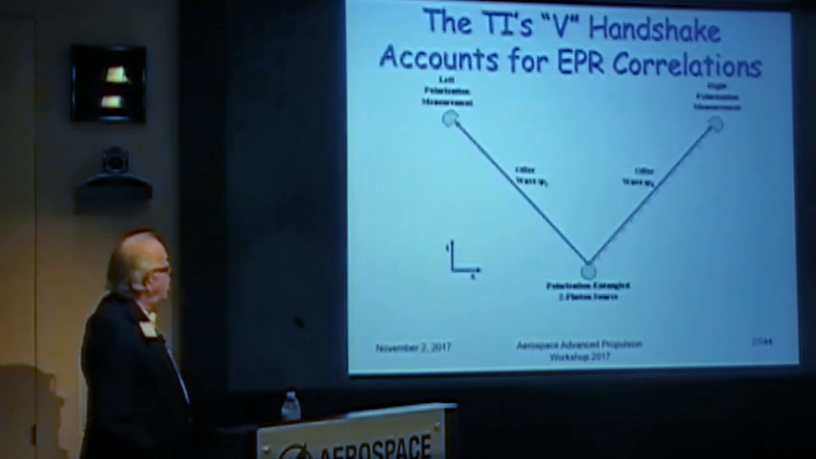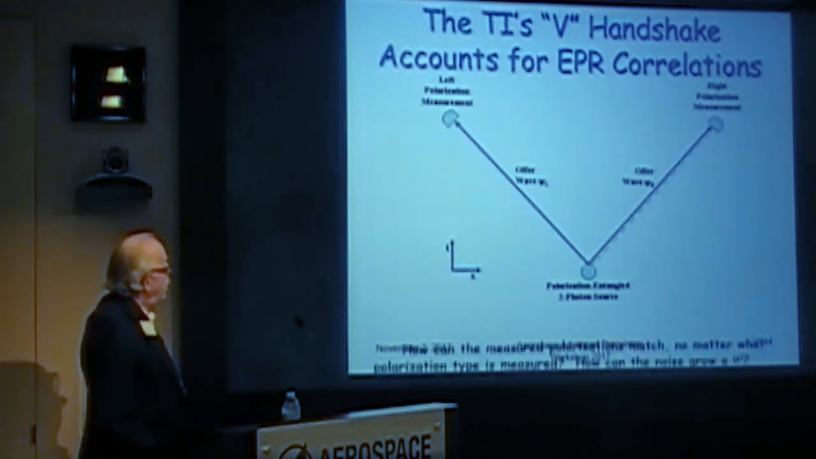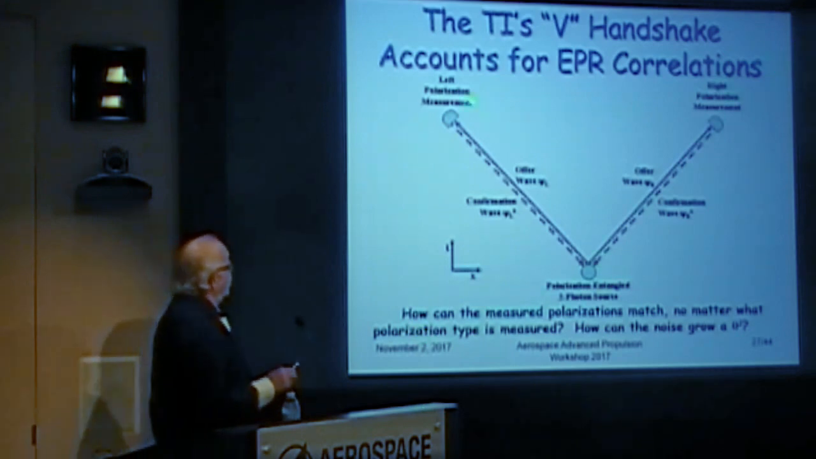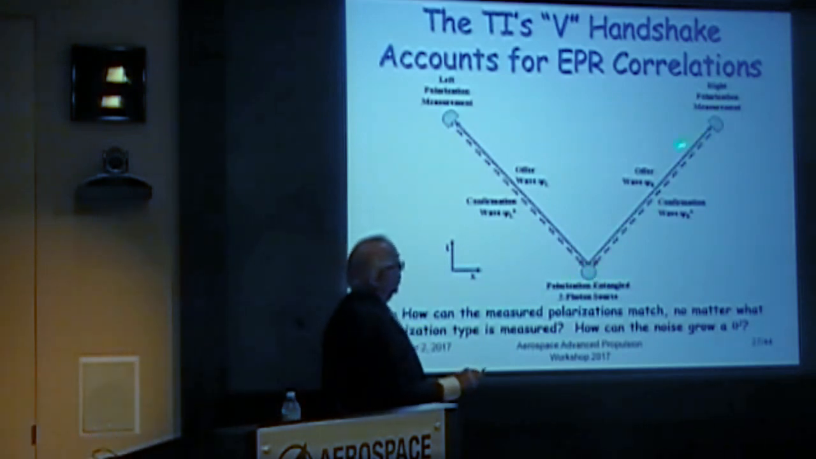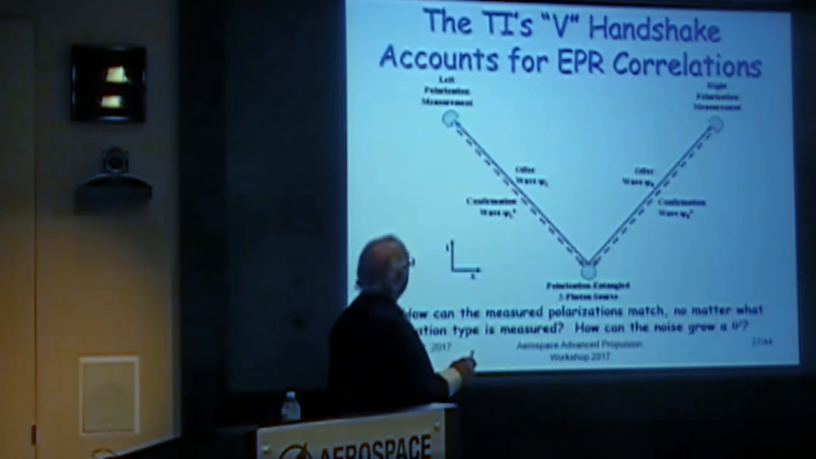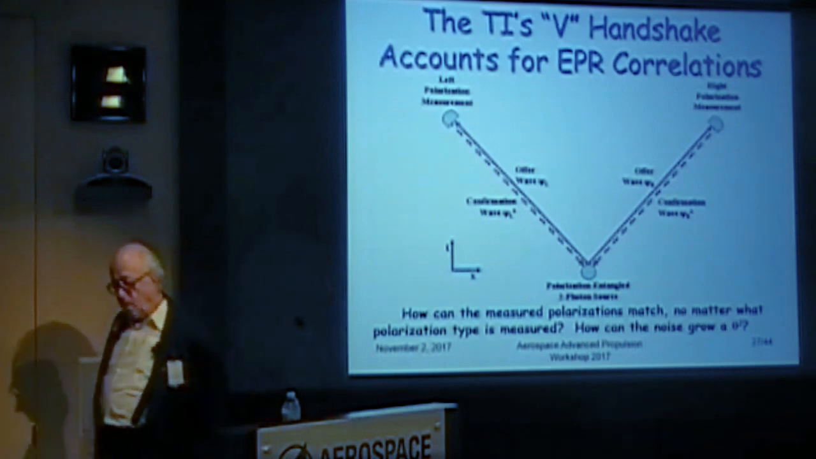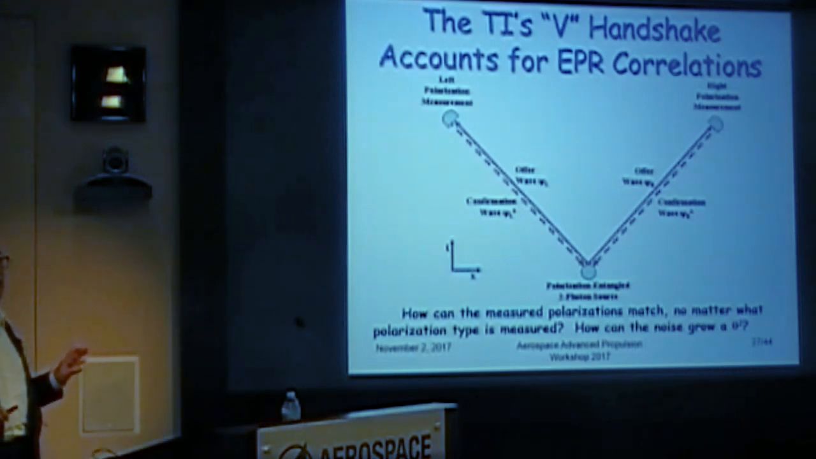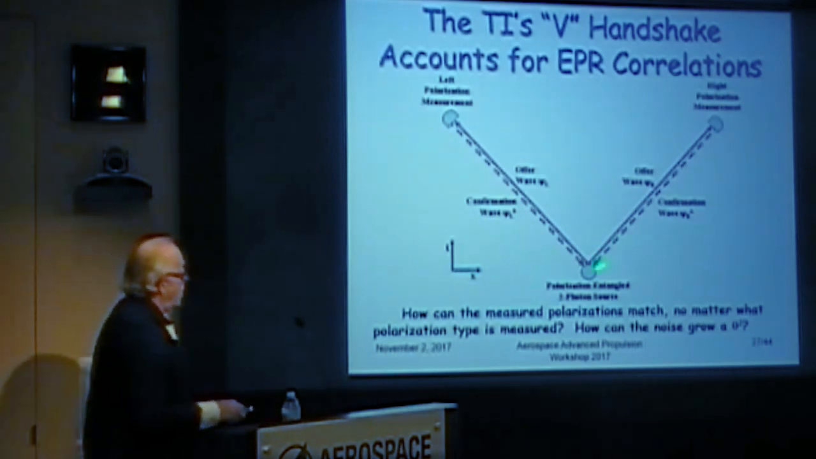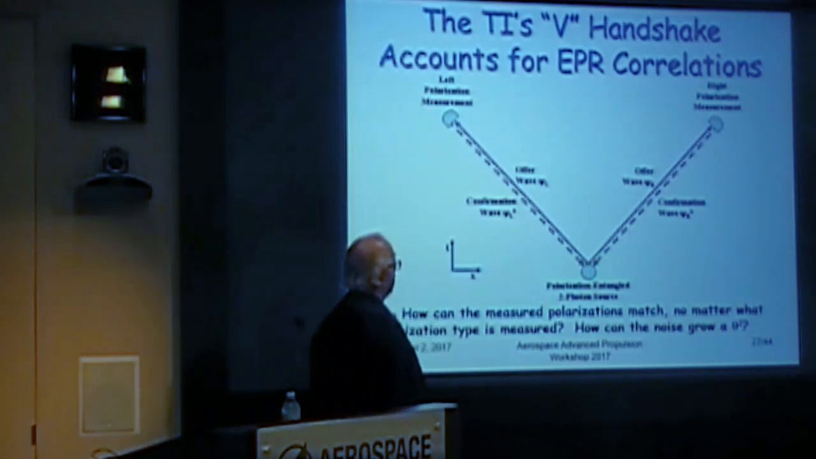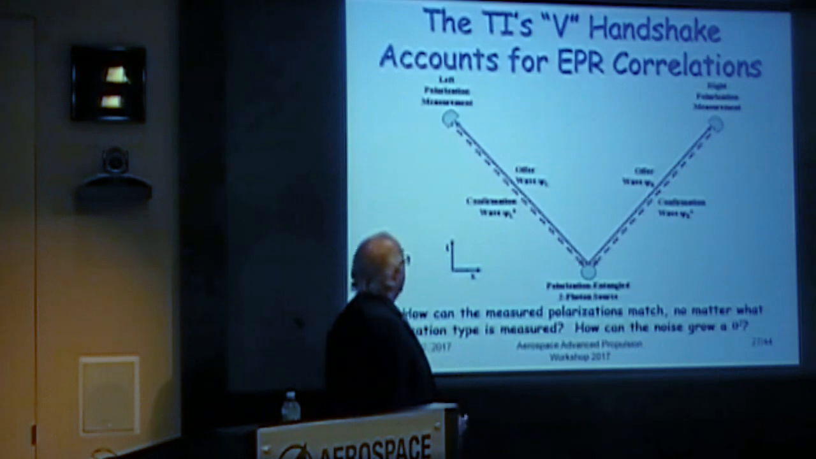Now, again, what's going on here is that I already talked about this: we have retarded waves going to both detectors and advanced wave handshakes coming back, and the only kinds of handshaking that can happen is when things match properly and conserve angular momentum at the source, because the polarization is dependent on angular momentum conservation. And so there's no problem in understanding the non-locality.